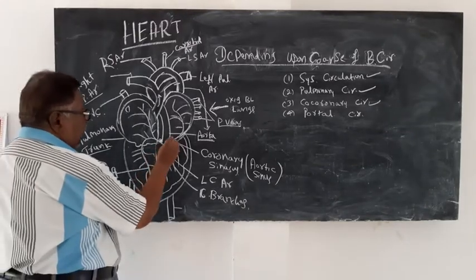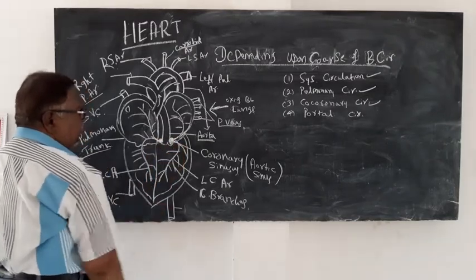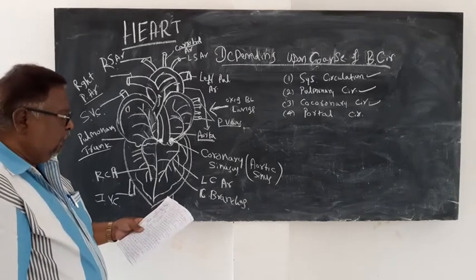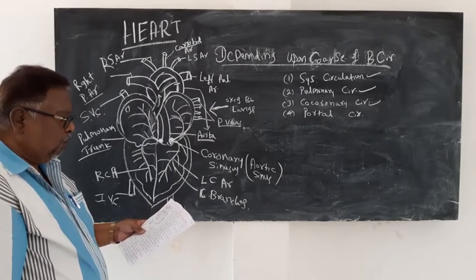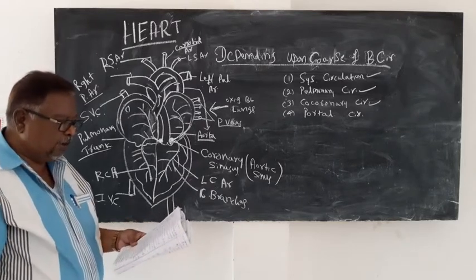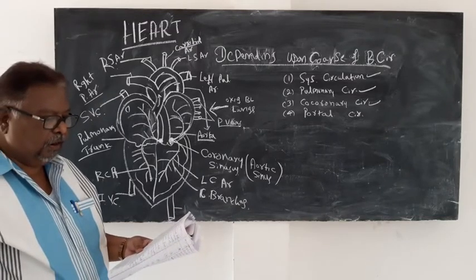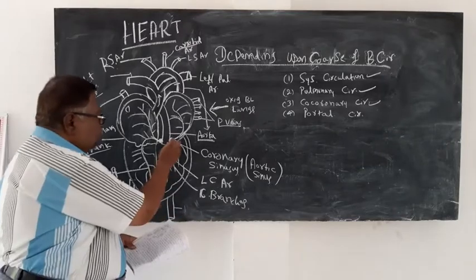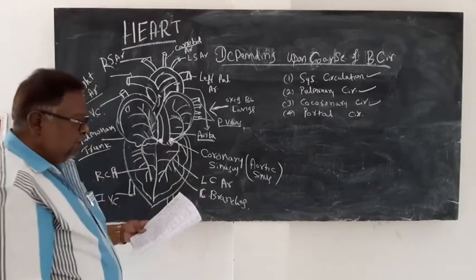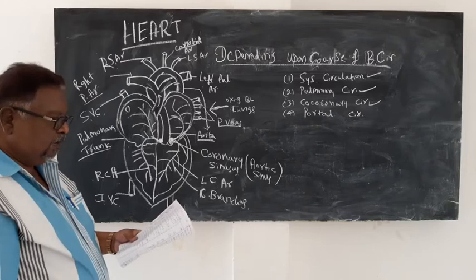So this aorta here gives rise to the coronary artery. The first branches of the aorta are called coronary arteries, left side and the right side, 2 arteries. At the beginning of the ascending aorta, there are 2 dilations or swellings called aortic sinuses, from which these arteries arise.